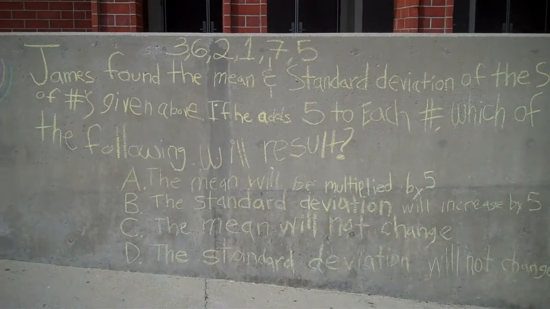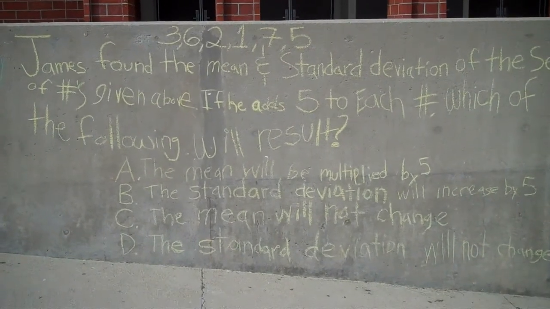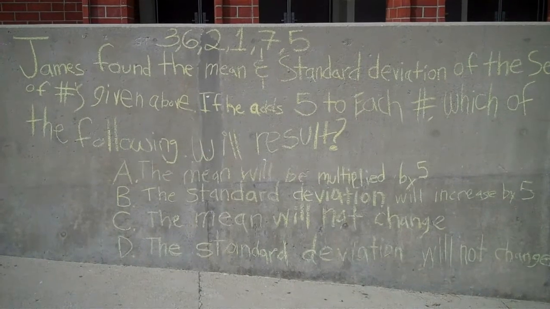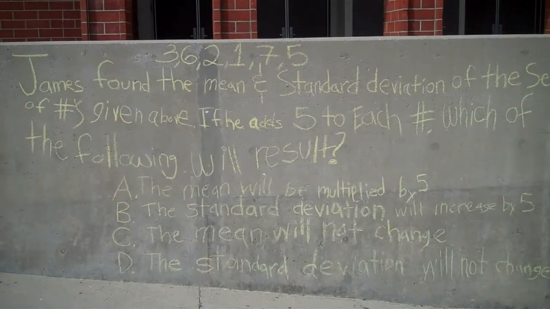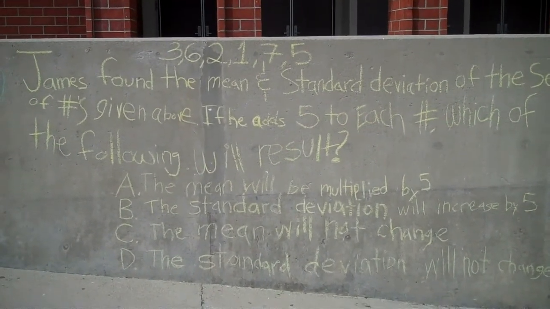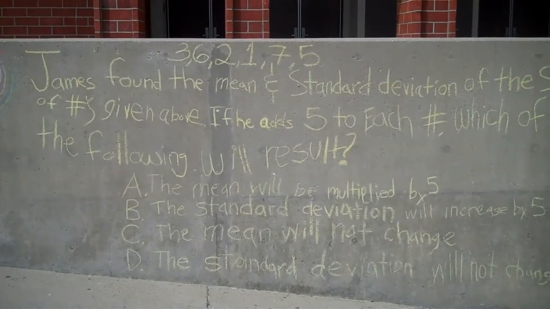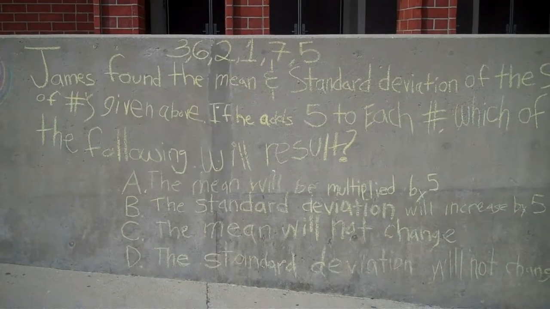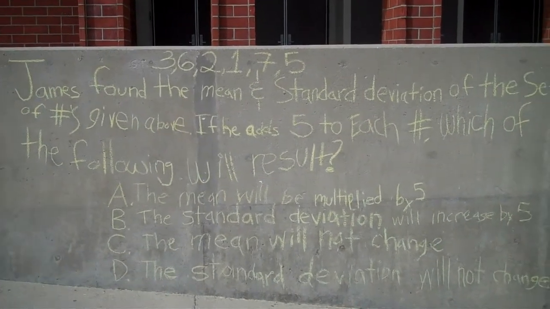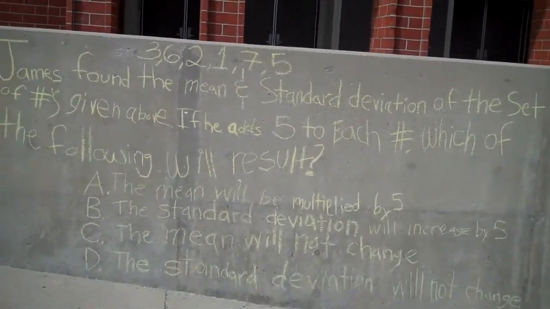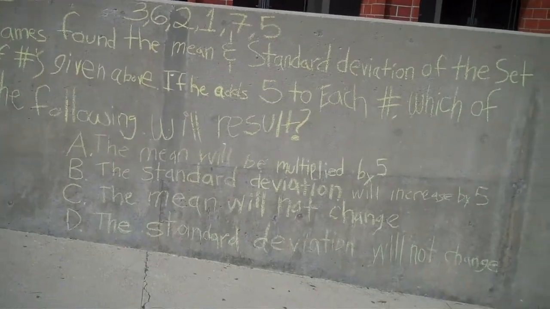3, 6, 2, 1, 7, 5. James found the mean and standard deviation of the set of numbers given above. If he adds 5 to each number, which of the following will result? A. The mean will multiply by 5. B. The standard deviation will increase by 5. C. The mean will not change. Or D. The standard deviation will not change.